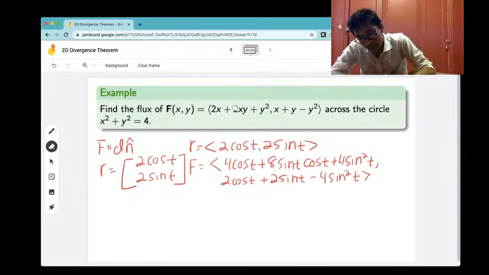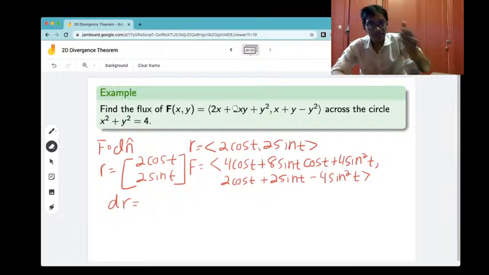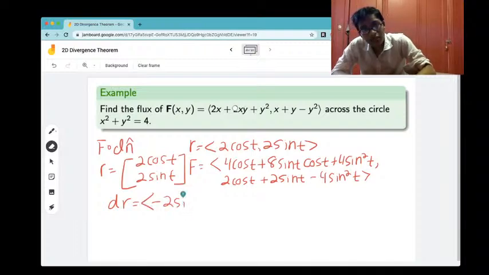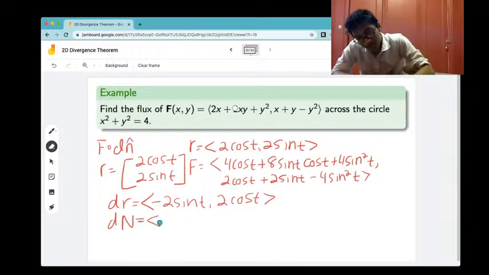Okay, now let's find dr. Dr, remember, is just going to be quite simple. We're going to differentiate our position valued vector function with respect to time, which is our only parameter in this equation, thankfully, because we are working in the xy coordinate plane. Otherwise, if we were working in 3 dimensions, we would have 2 parameters and we would have a double integral, all sorts of crazy stuff like that. But we don't have that, thankfully. So I'll end up with negative 2 sine of t for my x component and 2 cosine of t for my y component. Let's find dn now by switching those up. So I'll have 2 cosine of t comma 2 sine of t.